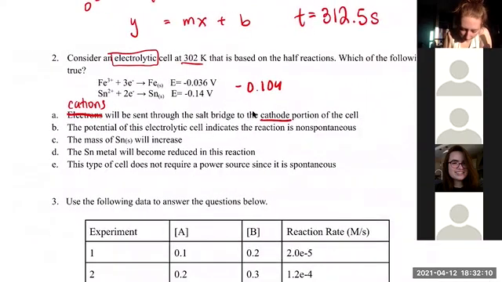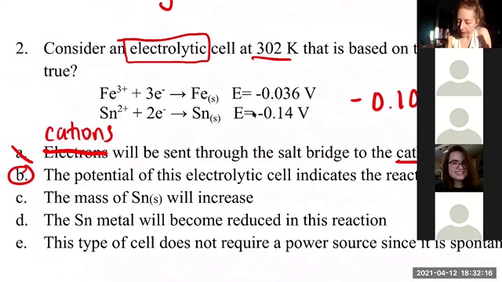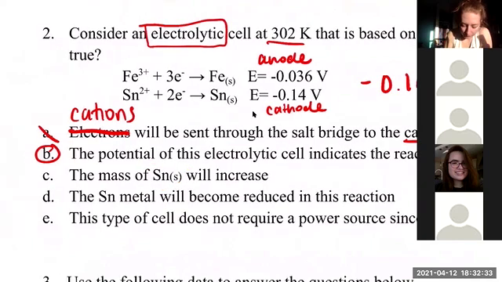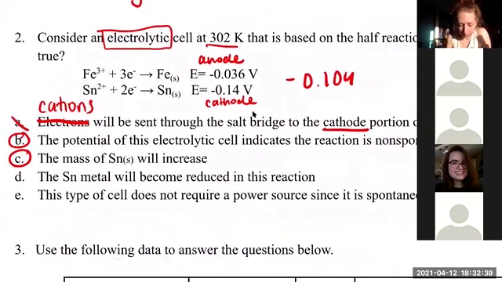The next one is saying the mass of the Sn will increase. So first thing we want to do is label which is the anode and cathode. And in electrolytic cells, the one with the lower SRP is going to be the cathode this time. So this is the cathode. And it's saying the mass of the cathode electrode will increase, and that is true because those properties still stay the same. The anode is going through oxidation, cathode is going through reduction.